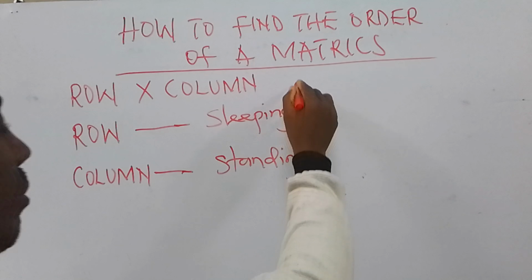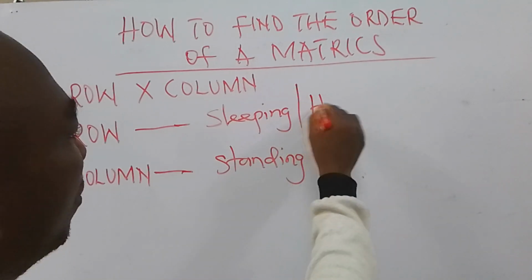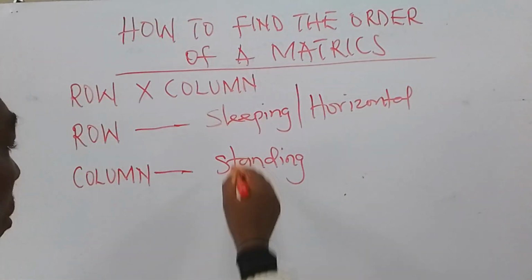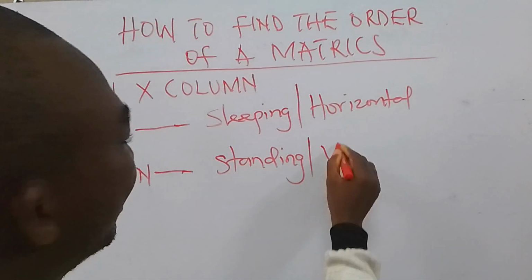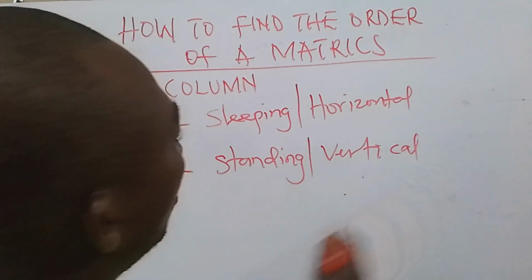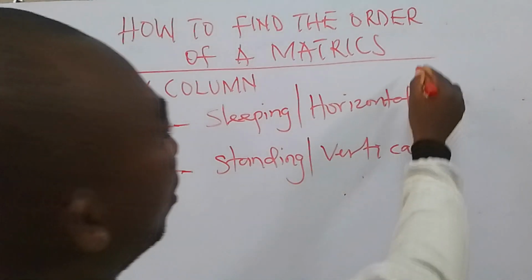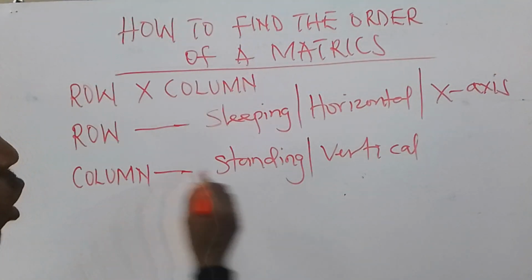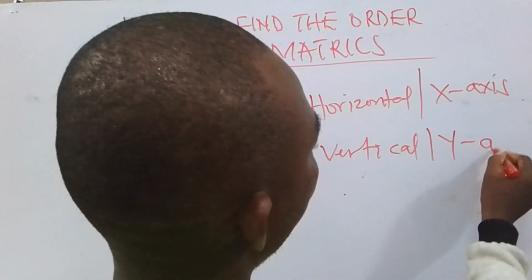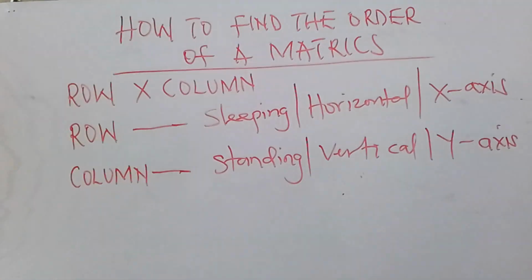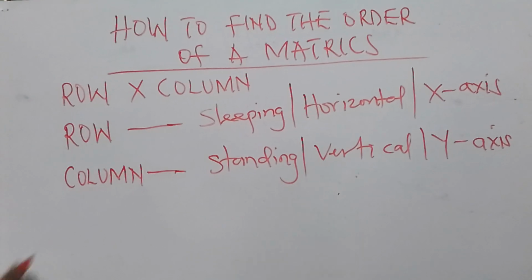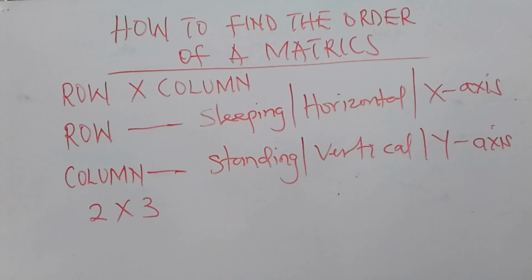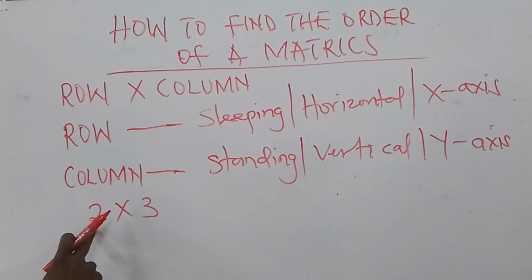What other thing? Row, horizontal. Column, vertical. When you go to graph, row, x axis, column, y axis.